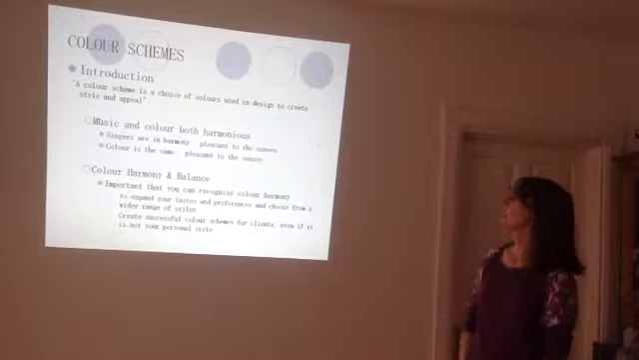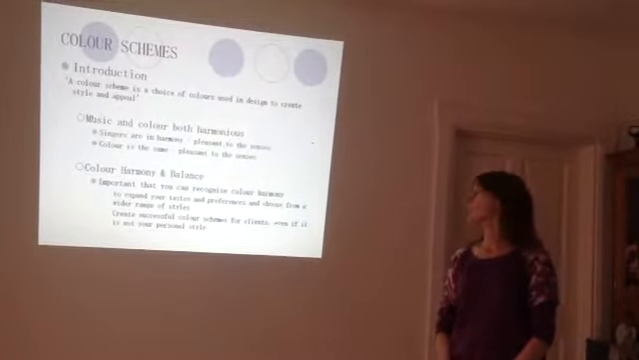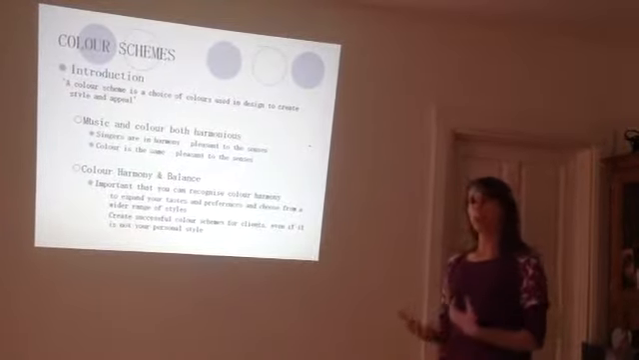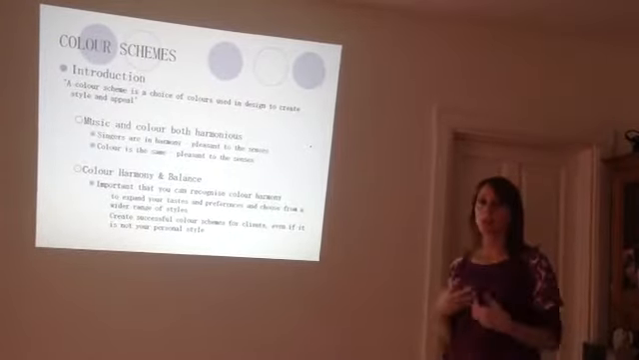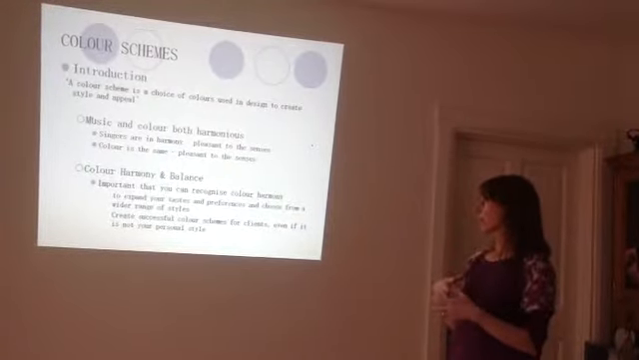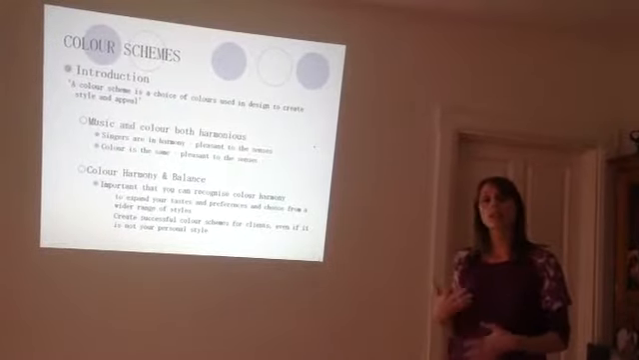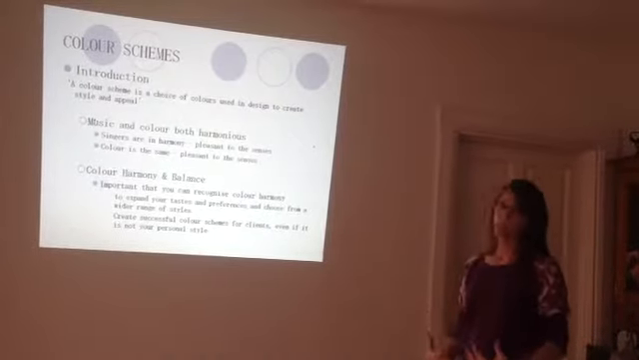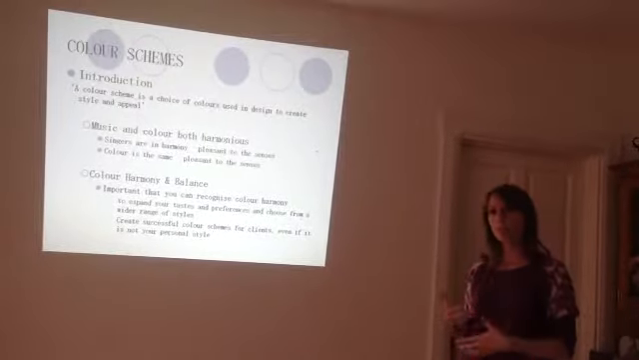Now, an introduction. Colour scheme is a choice of colours used in design to create style and appeal. And I hope you'd all agree with that. I want to give you an example of something else where it needs to be harmonious and work well together. Think of music. If you think of music, it's pleasing to the senses, and when we listen to it, if the notes and the chords work well together, it's very nice, we really like it, it's very relaxing and very pleasing. Well, colour is the same. If colour is harmonious, it must work well together.